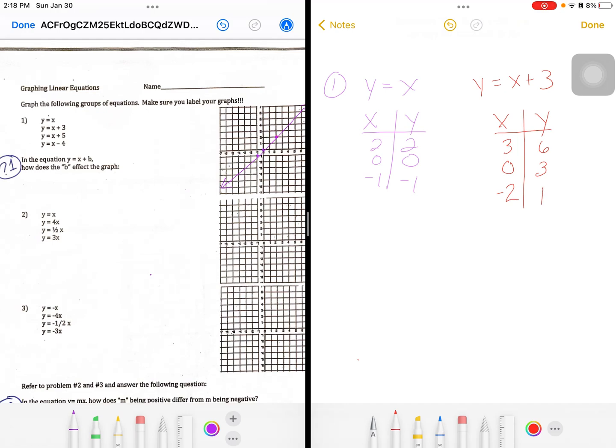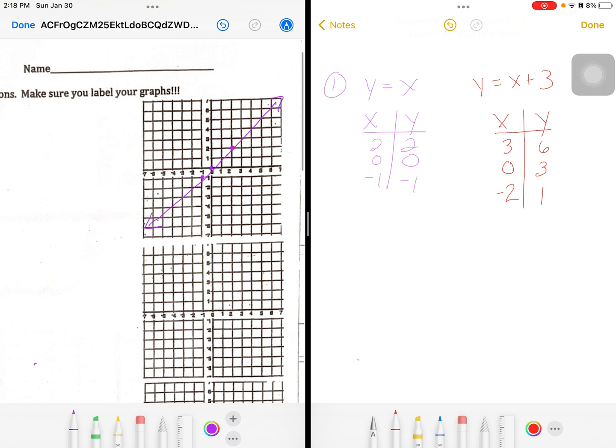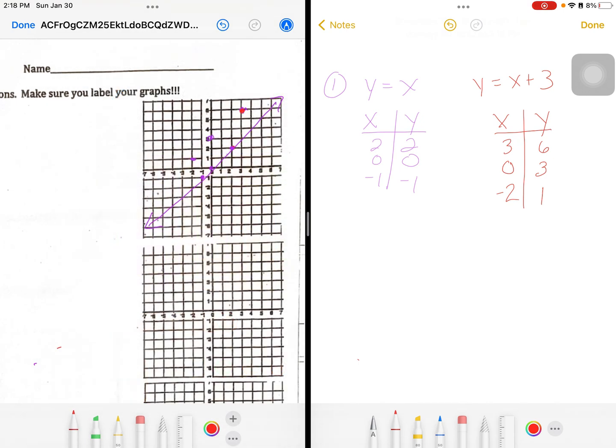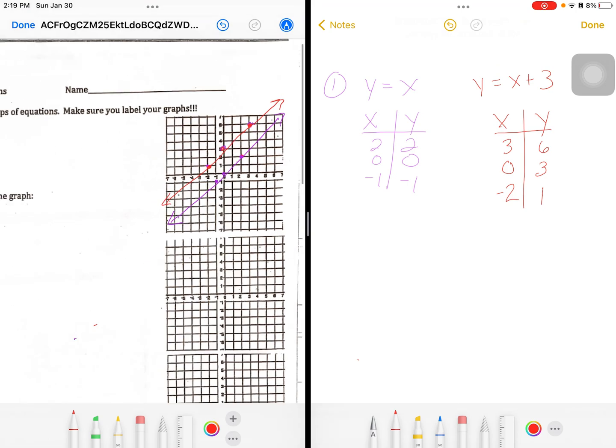So now I go over to my same graph that I was just on, and I plot those points. So go over 3 and up to 6. At 0, 3, and then negative 2, 1. Oops, I should have changed those to again match the color that I was doing on my loose leaf. And now I'm going to connect those dots. Again, remember when you draw the line, you're using your ruler and you want it to span across the graph, hitting all of the points and have arrows on the end.